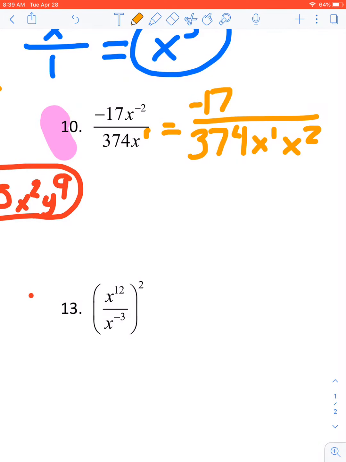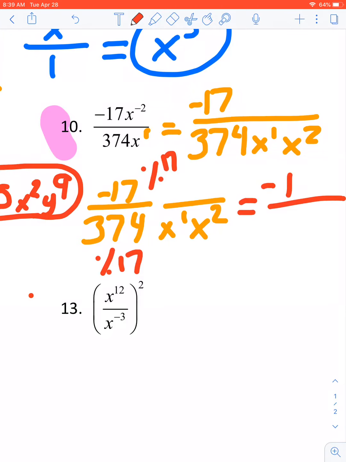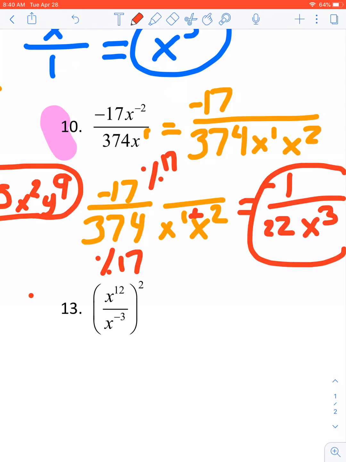Okay? So I'm going to separate those up. So I'm going to separate my numbers and my variables. So I'm left with this here. So I have negative 17 and 374. Well, 17 can go into both those. So I'm going to divide those by 17. So I'm left with negative 1. And 374 divided by 17 is 22. Then I have x to the 1 and x squared on the bottom. So I add the exponents and I get x cubed. And that would be my answer. Negative 1 over 22 x to the third.